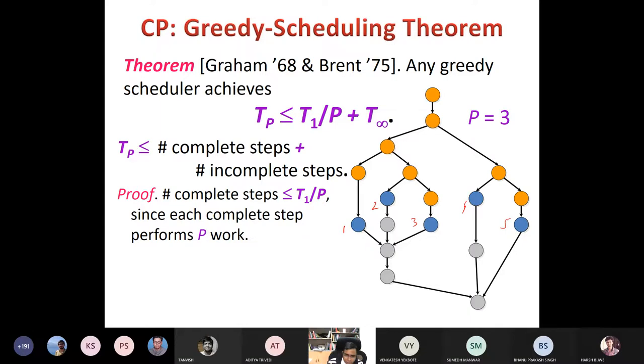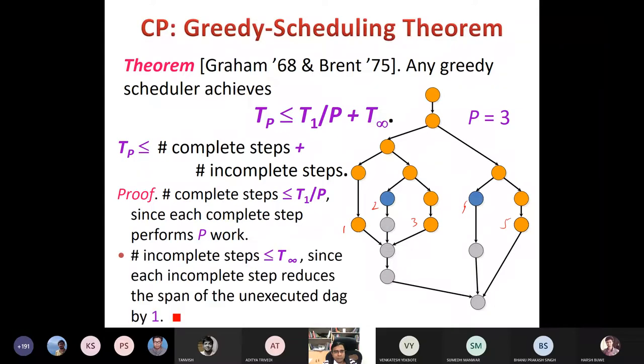What is the definition of a complete step? If the number of ready tasks is greater than or equal to the number of processors, that is called a complete step. And what is an incomplete step? An incomplete step is when the number of ready tasks is less than the number of processors.